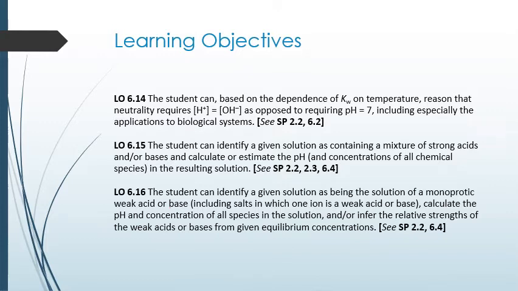And the student can identify a given solution as being the solution of a monoprotic weak acid or base, including salts in which one is a weak acid or a base, calculate the pH and the concentrations of all the species in the solution, and or infer the relative strengths of the weak acid or base from given equilibrium concentrations.